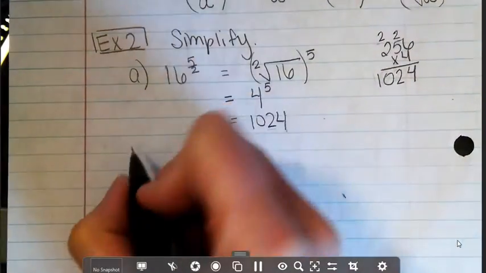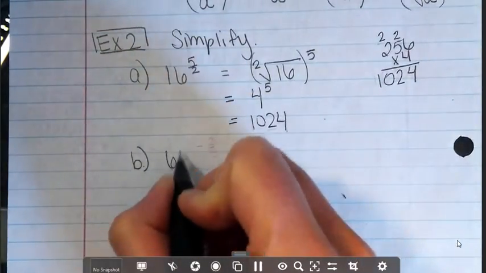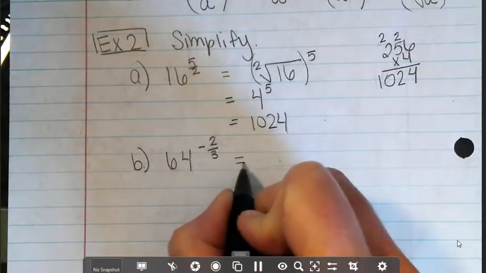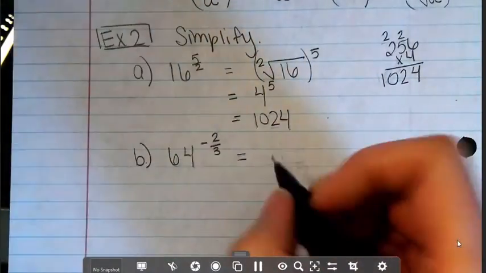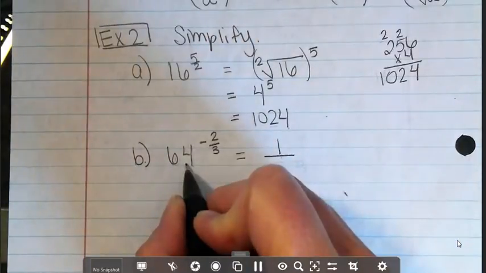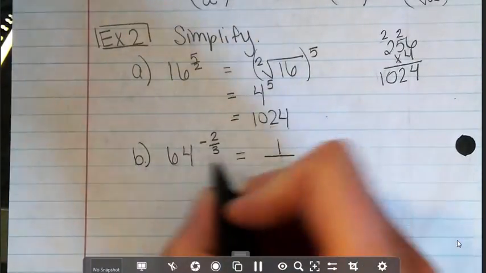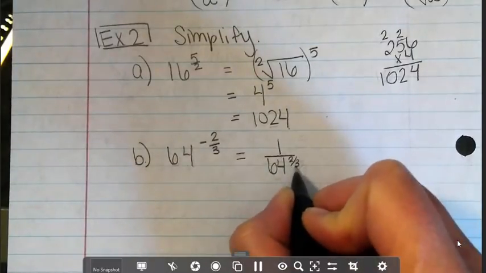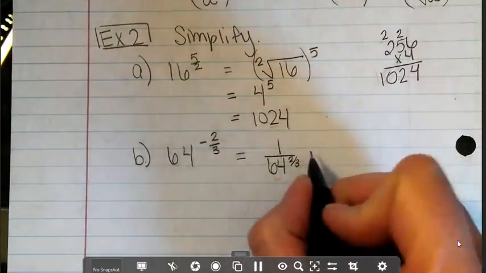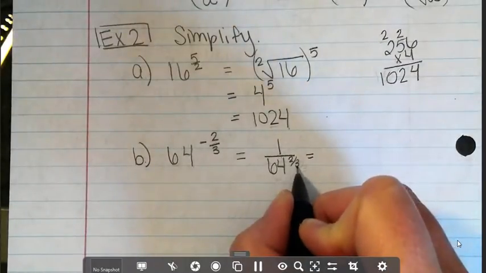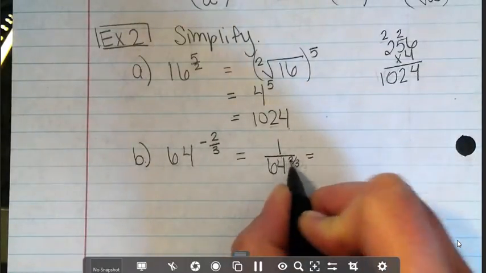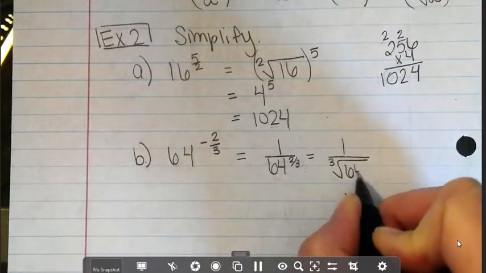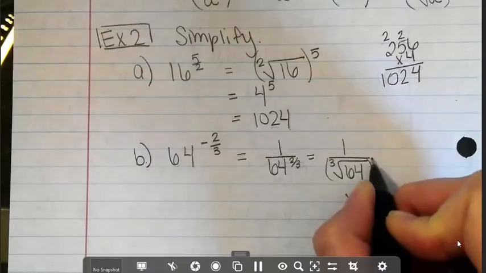Okay, let's do another one. This time we'll use a negative exponent. All right, so if I have a negative exponent, I'm going to first take the reciprocal of whatever my base is. So my base here is 64, so this is really going to be 1 over 64 to the 2/3. Okay, and then I can think of that, well, this is really the cube root of 64 squared. So this is 1 over the cube root of 64, and then I'll square that when I'm done with it.